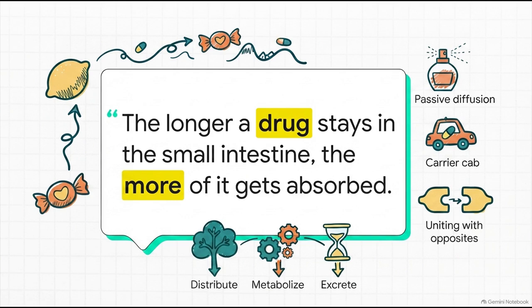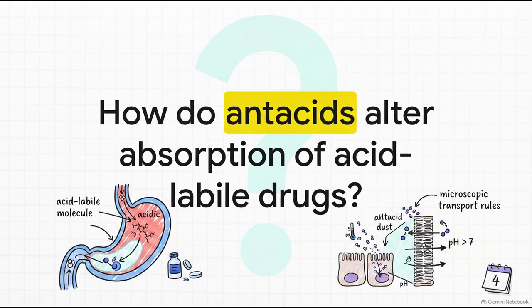Understanding this absorption phase sets the absolute foundation for how the drug will be distributed, metabolized, and excreted, which is exactly what we'll tackle in our next lecture. I want to leave you with one final clinical thought to chew on before next time. If you have a patient taking a heavy dose of antacids and their stomach suddenly becomes basic rather than acidic, how exactly is that going to alter the absorption journey of an acid-labile drug?